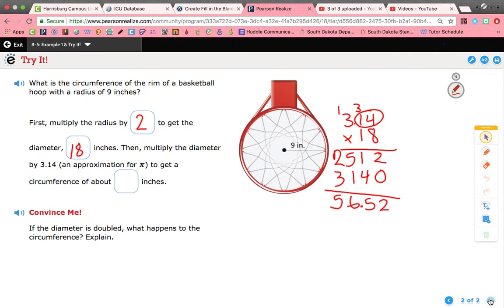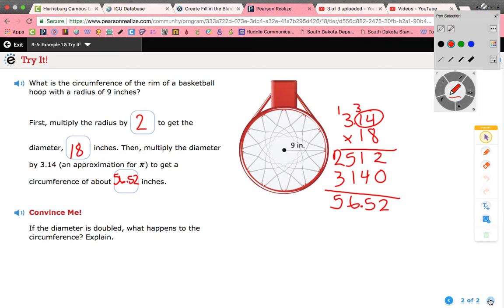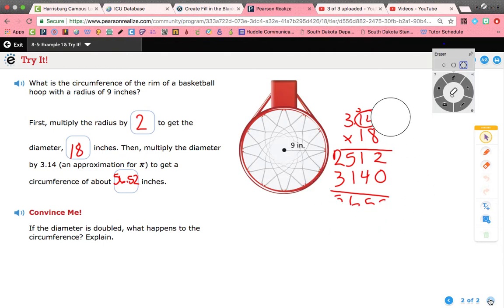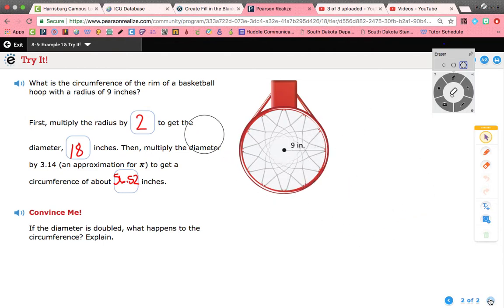So the circumference of that basketball hoop is about 56.52 inches. If the diameter is doubled, what happens to the circumference? The circumference would double. If the radius doubles, the diameter doubles, thus the circumference doubles. Everything doubles. They have a very connected relationship: circumference, radius, and diameter.